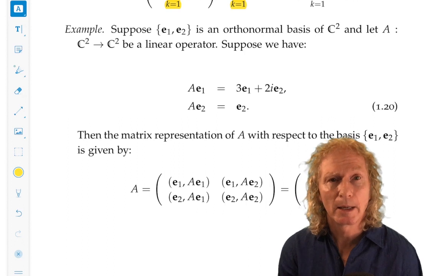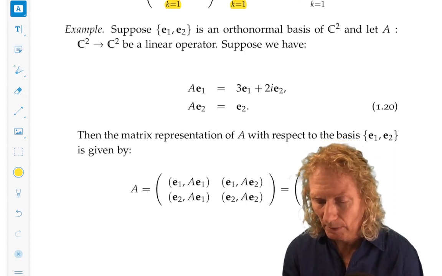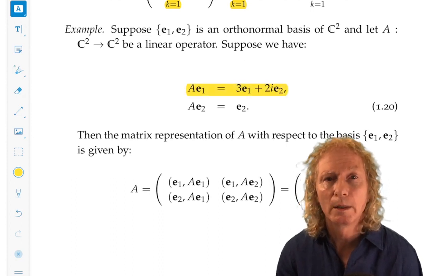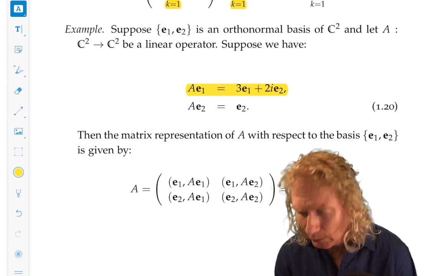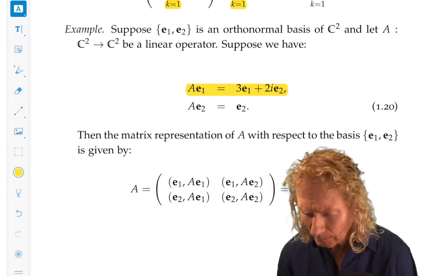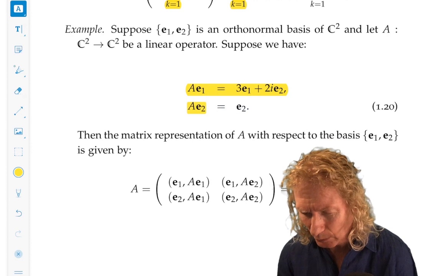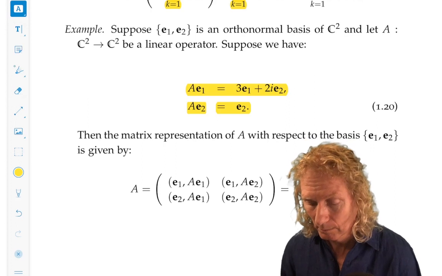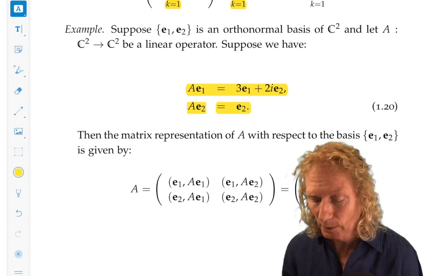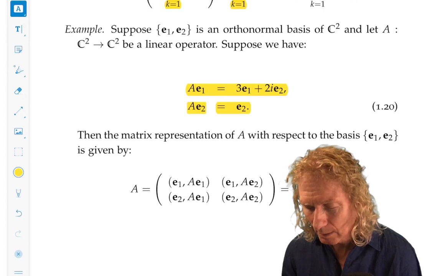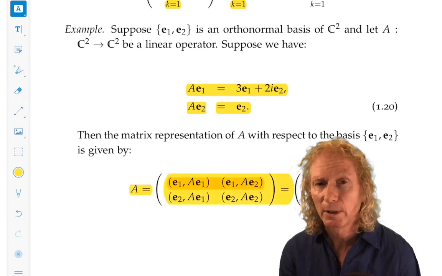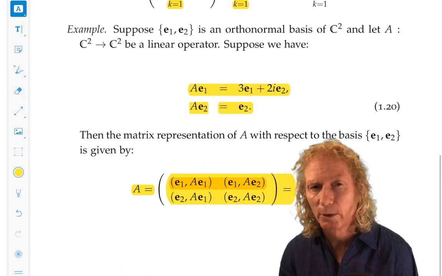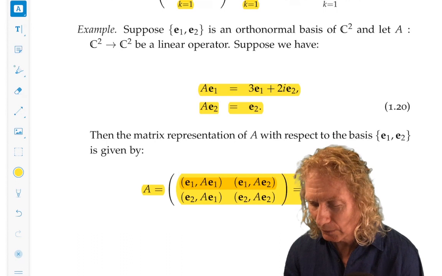I define A by how it acts on each basis element. This is up to me to construct my linear operator. So A e_1 is 3 e_1 plus 2i e_2. A e_2 is just e_2, it doesn't do anything to it. So now if we want to get the matrix elements for this simple two-dimensional example, using the general n-dimensional formula I gave above, it's this 2x2 matrix.